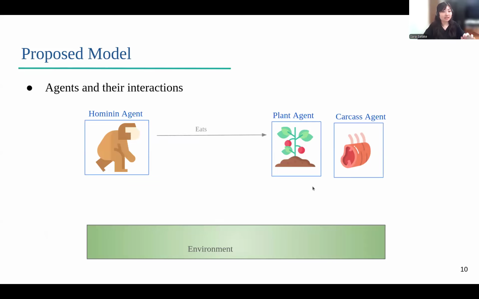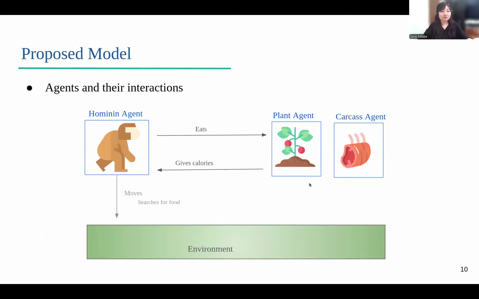The hominin agents interact with plants by eating them to get calories to survive. And plant agents and carcass agents interact with hominin agents by providing them their calories and being eaten. And these agents also have some important actions that make them alive in a given environment.